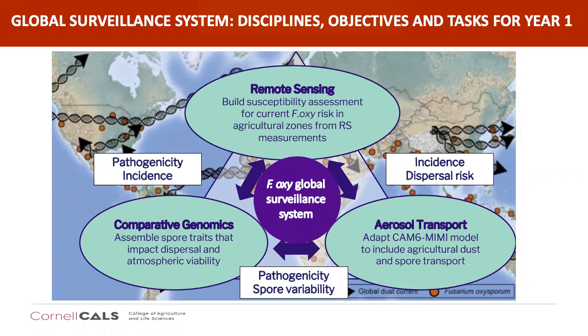And comparative genomics is able to assess how likely spores from source and sink regions are related, informing about pathogenicity and spore variability. The project structure sets that for the first year, each discipline has independent goals, and for the following 2 years, the goals tend to merge together.